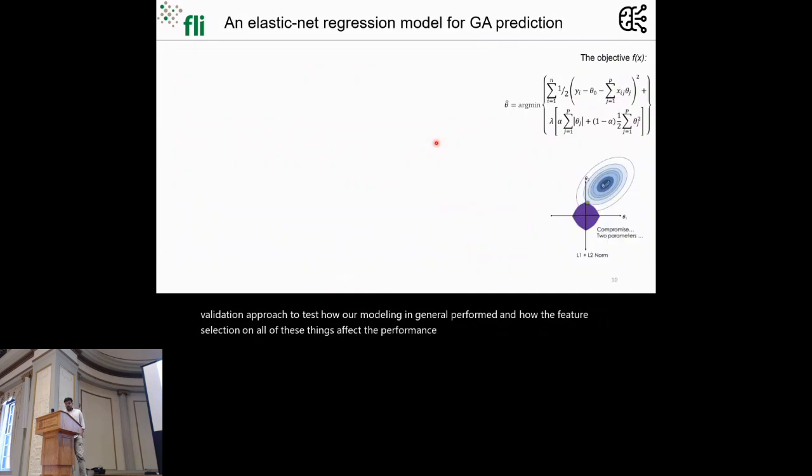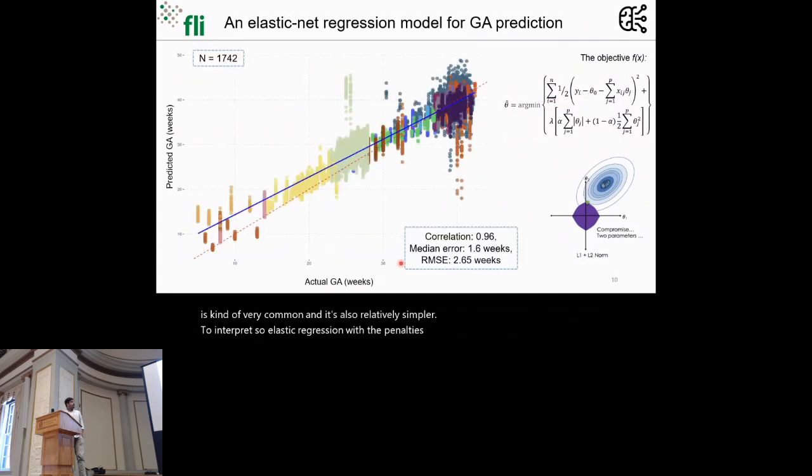And now coming to the results a little bit, we employed a rather simple modeling approach. We used elastic net regression, which is very common, and it's also a relatively simple model to interpret. Yeah, so elastic net regression with the penalties. And what we already see here is, on the x-axis, we have the actual age of the samples, and on the y-axis, the predicted age. And the model already performs pretty accurately. The colors are different data sets.